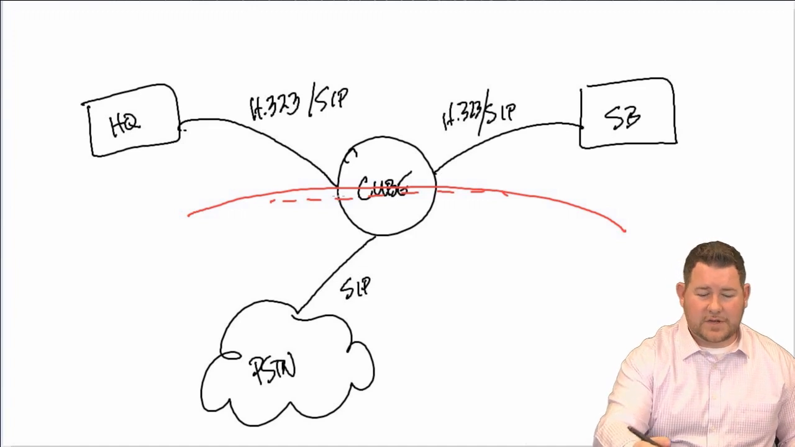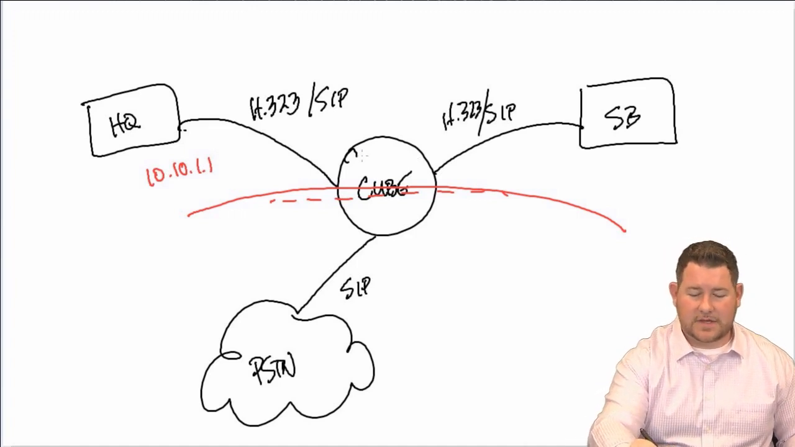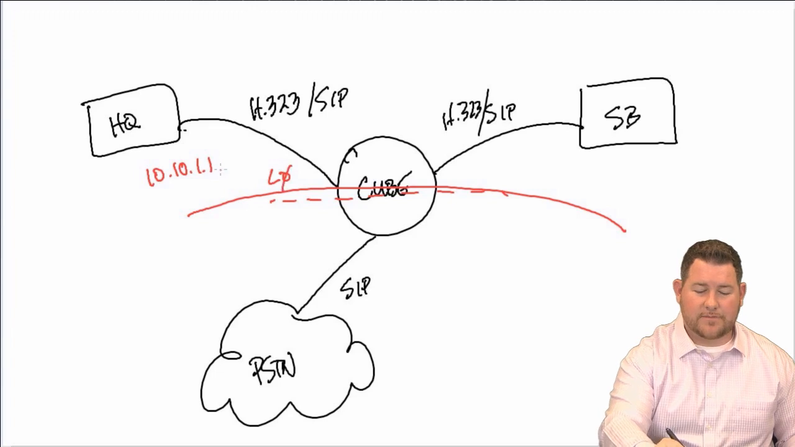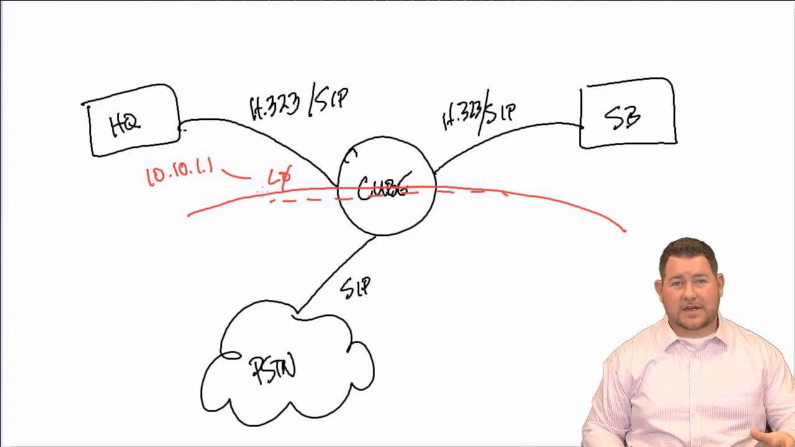So let's say that HQ connects to 10.10.1.1, which is the IP address of the Cube loopback 0. So let's say that HQ says, you know what, I'm going to connect to that loopback address.